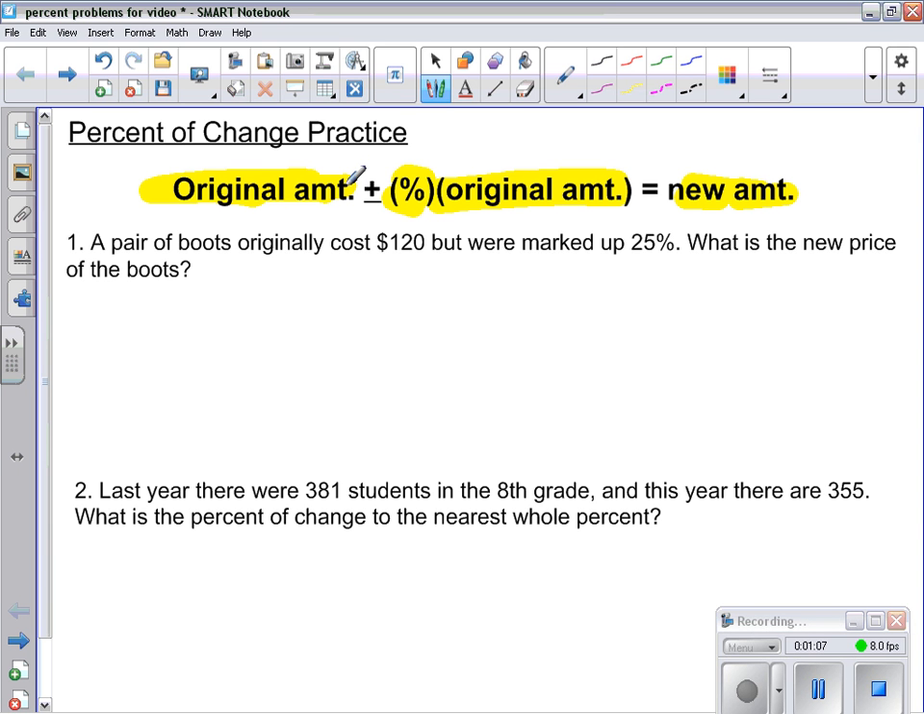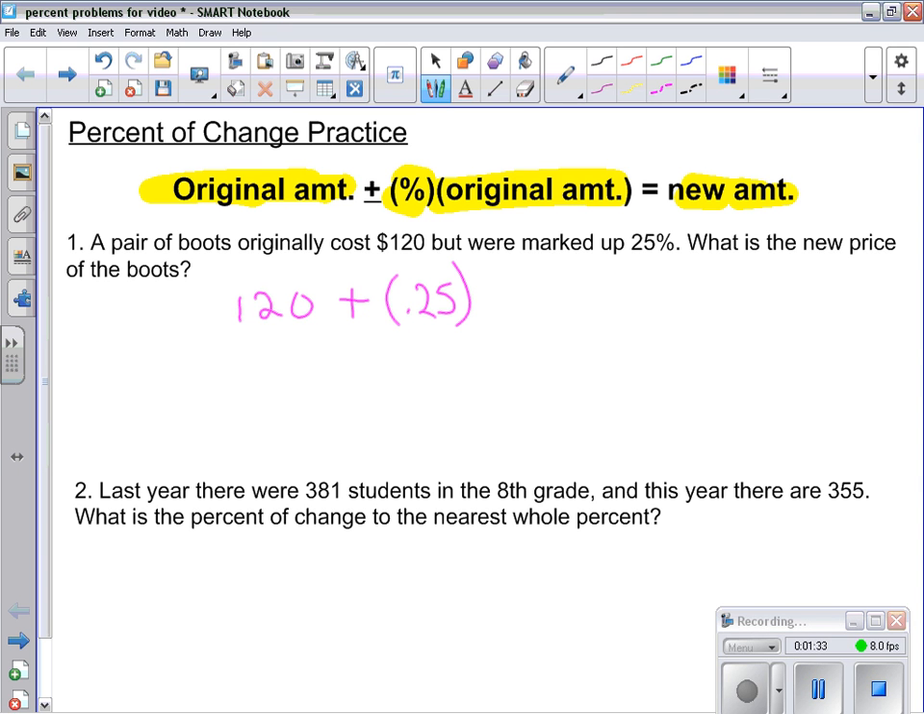Number 1 talks about a pair of boots that originally cost $120, but were marked up 25%. What is the new price of the boots? If I follow what's highlighted at the top of the page, the original price of the boots this time is just $120, so I'm going to start with $120. And this time I'm going to be increasing them, marking them up, so it's going to go up 25%. So I'm going to go plus 25%, and we write it as a decimal.